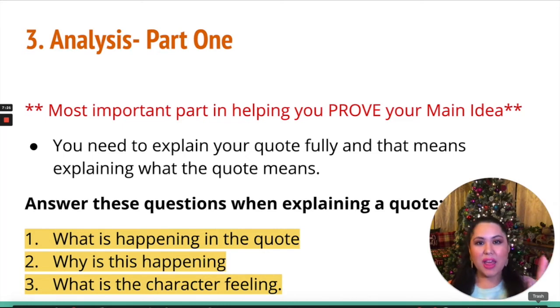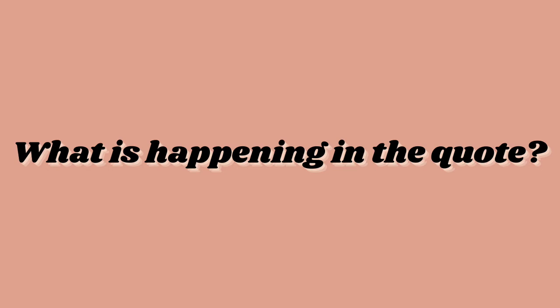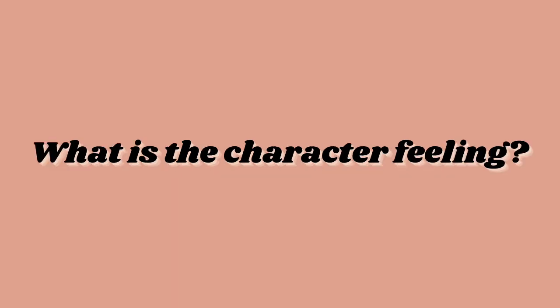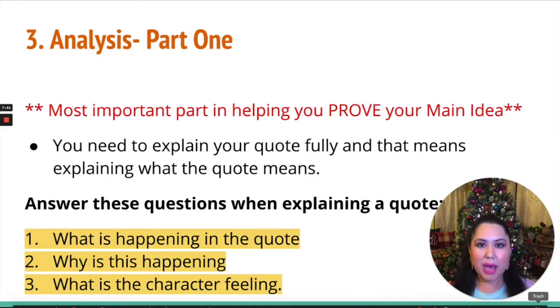Analysis part 1. This is a simple formula, so I do think that you should answer these questions once you get your quote. You need to answer what is happening in the quote, why is it happening, and what the character is feeling within that quote. If it's not about a character, then what is the symbolism talking about? What is the conflict that it is dealing with? What is the plot? Whatever you're talking about within a literary device, you would explain that. This is part 1 because you're just talking about the quote.